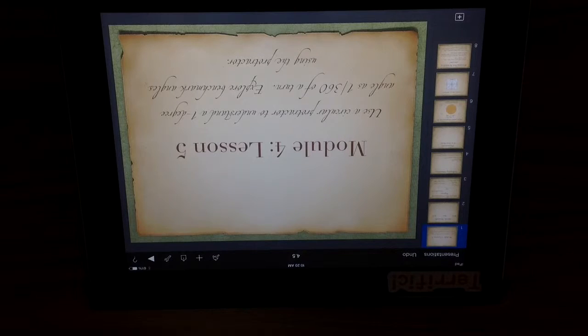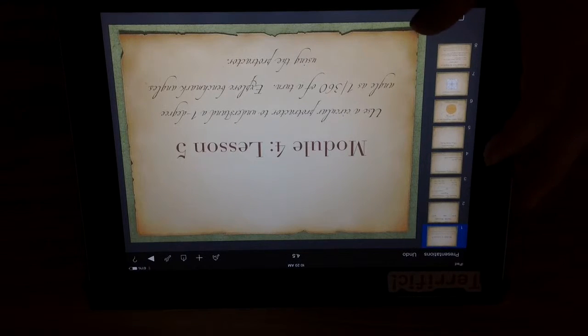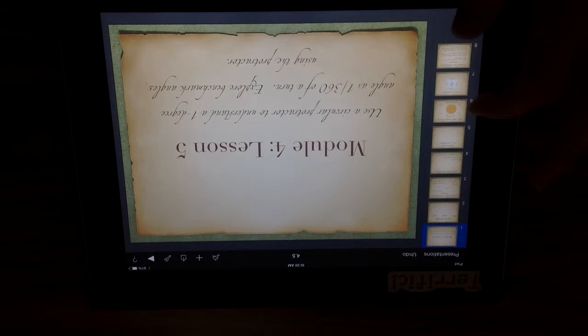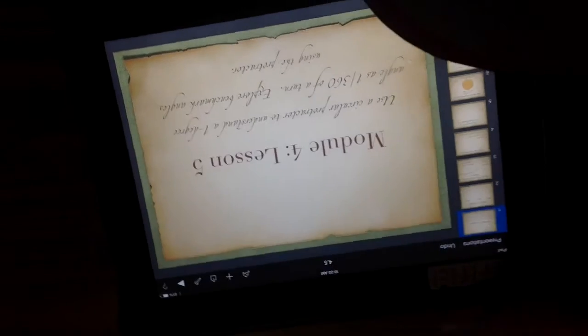So we're using a circular protractor to understand a 1 degree angle as well as 1 out of 360 of a turn. We're going to explore benchmark angles and we're going to use our protractor. So what we're going to look at first is actually what you need to do with your protractor. So here are our two pieces. Hopefully you can see them.